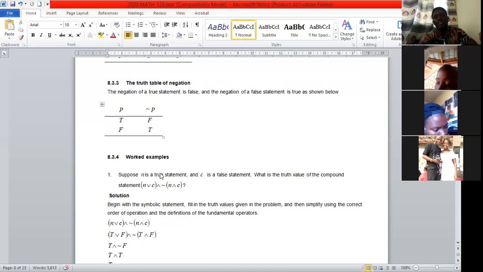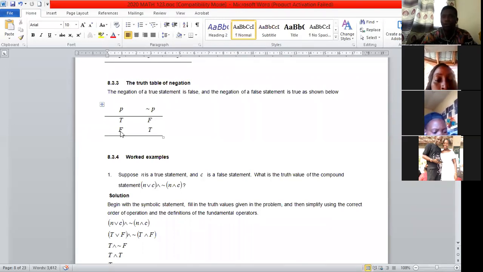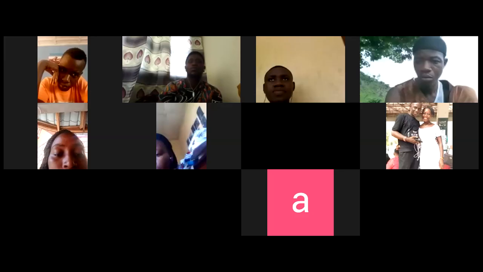How do I negate true and false? To negate true and false, where I have true it becomes false, and where I have false it becomes true. That is something we have also studied in truth tables.